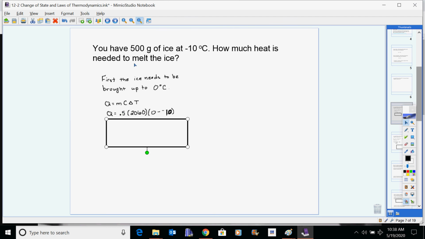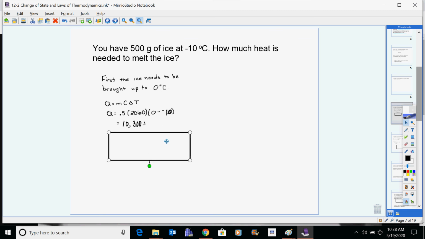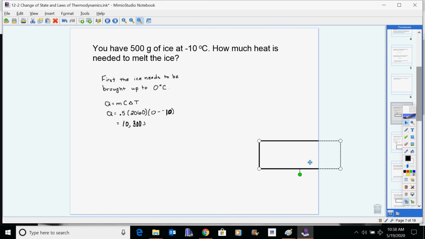0.5 is the mass of the ice. 500 grams, remember you have to make it into kilograms first. We'll move the decimal 3 places, 0.5. Change in temperature: the temperature later, which is 0, minus the temperature earlier, which is negative 10. Later minus earlier. So we're really taking 10 times 5, so 5 times 2060, 10,300 joules before it has even begun to melt. It has been brought up to temperature now. So now this piece of ice is brought up to temperature and it's ready to melt. And at that point, more heat energy needs to be added in.